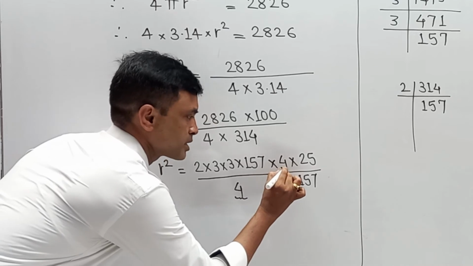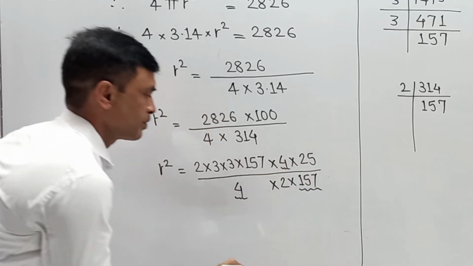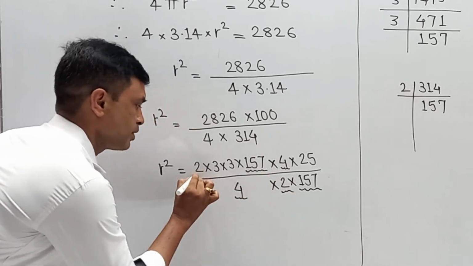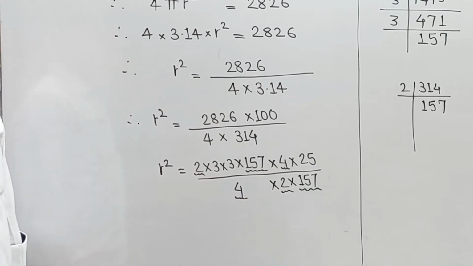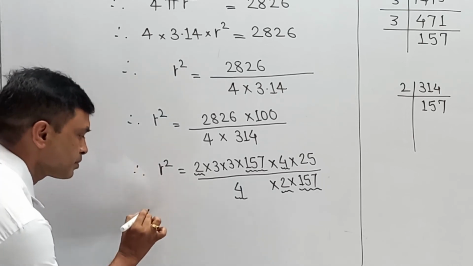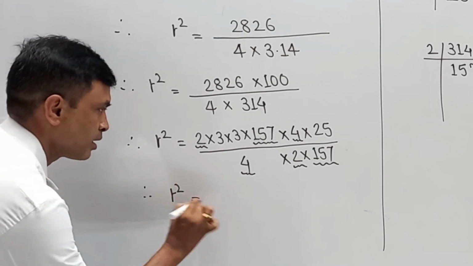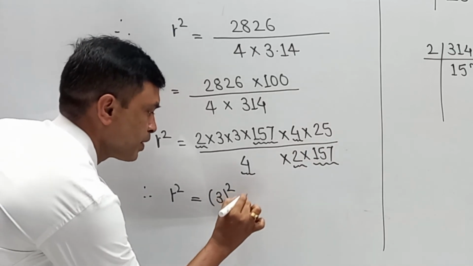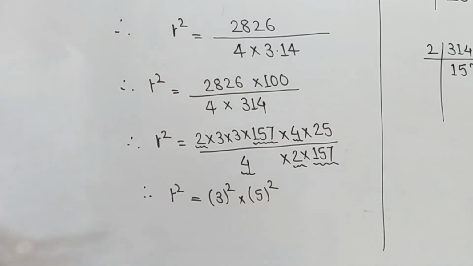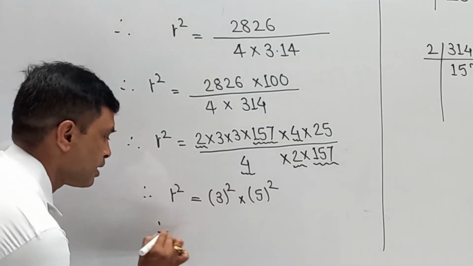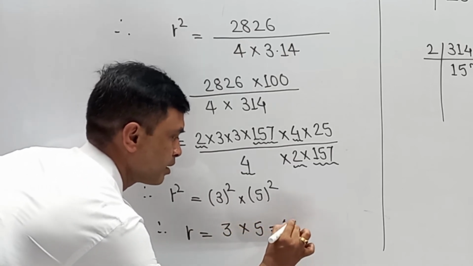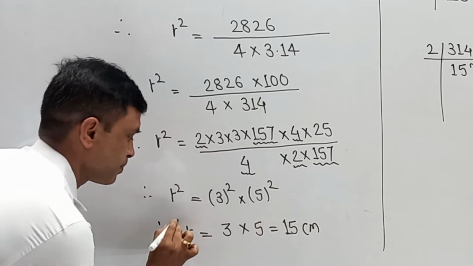Here denominator 4 can get cancelled with numerator 4. Denominator 157 gets cancelled with numerator 157. And this denominator 2 gets cancelled with numerator 2. These numbers get directly cancelled over here. And from this part you are able to get one logic: r square. Here 3 into 3 means 3 square, and into 25 means 5 square. So r square means 3 square into 5 square. Naturally r is equal to taking root, 3 into 5, and that becomes 15 centimeter.